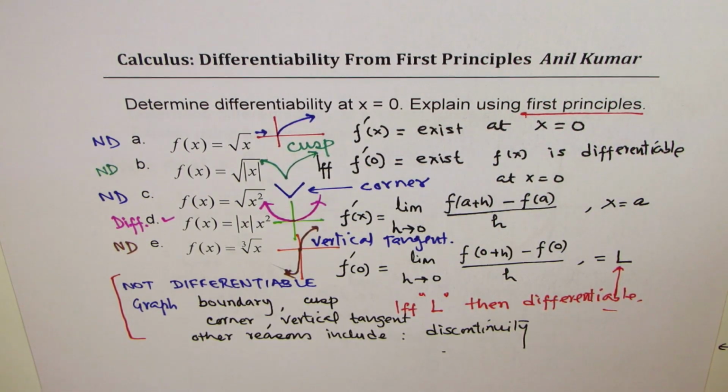I purposely took examples with absolute functions since students find it difficult. And I think the cube root also will help them understand how a vertical tangent is not really a defined value. Perfect. So with that, we come to a close of this.